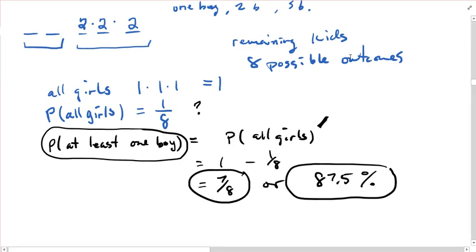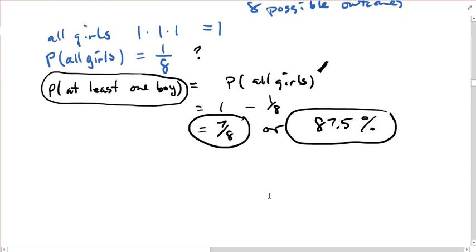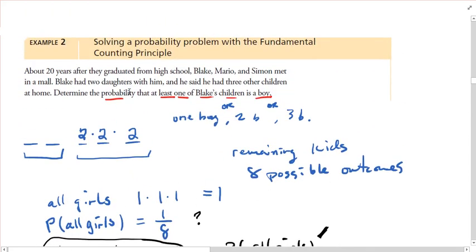So in this case, at least 1 boy means 1 boy or 2 boys or all 3 boys. And why don't you just take the total number of possibilities that you have and subtract the 1 possibility that they are all girls. And that's just a tip for solving this kind of problem. So sometimes you want to take the total and minus just the 1 thing that you don't need. Okay. So again, this is example 2.